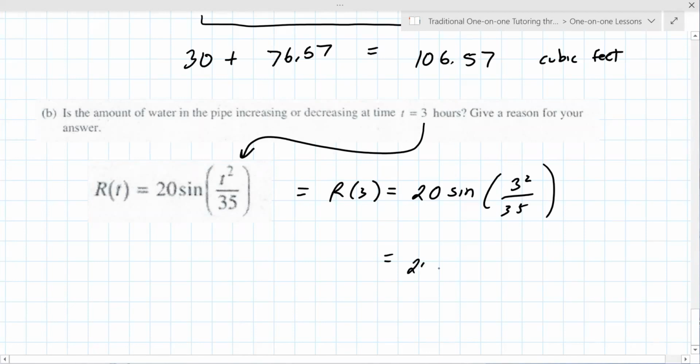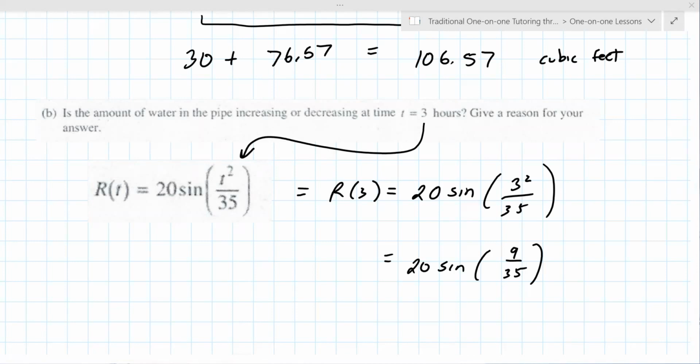So it's 20 sine of 9 over 35. You calculate that and you get 5.1. It would be good to give units. The units are given in the question. It tells you cubic feet per hour.